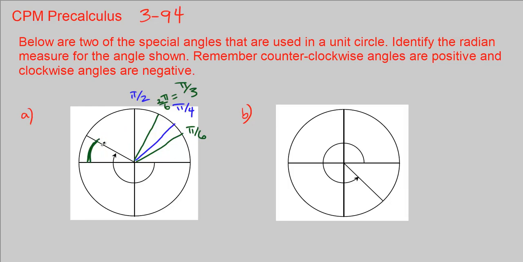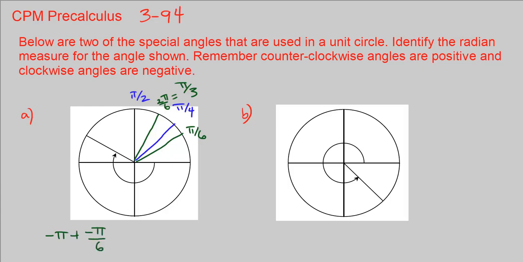So that means the measurement here is going to be pi over 6 radians, because each of these is pi over 6, just like each of these would be pi over 6. So this measurement now is going to be pi plus pi over 6. And again, it's negative, so the angle measurement is negative pi plus negative pi over 6.